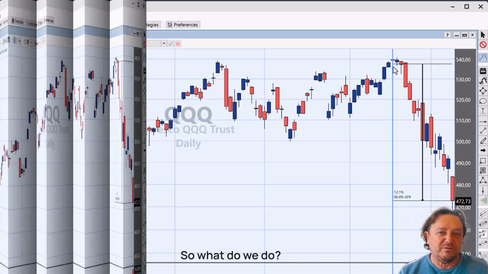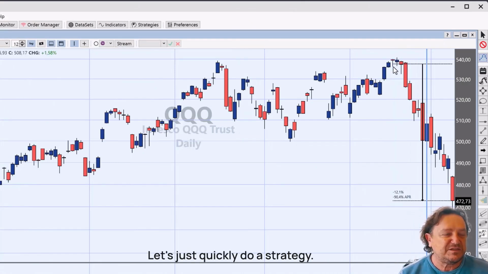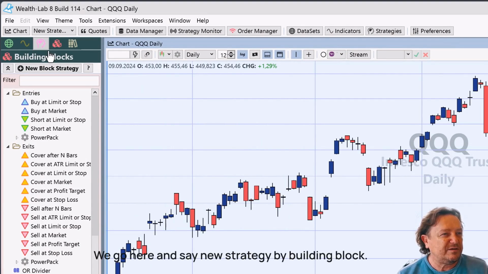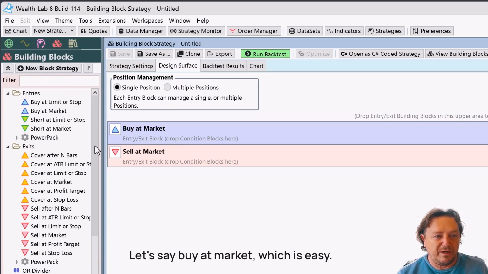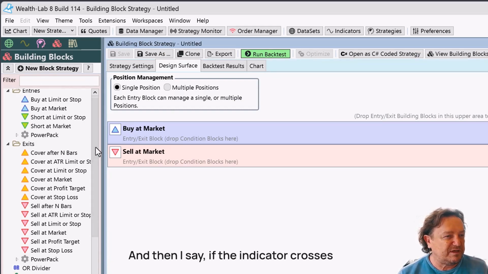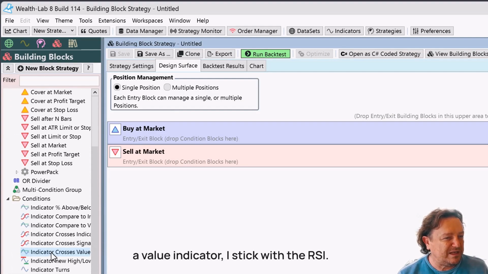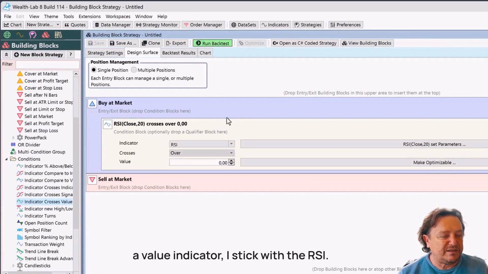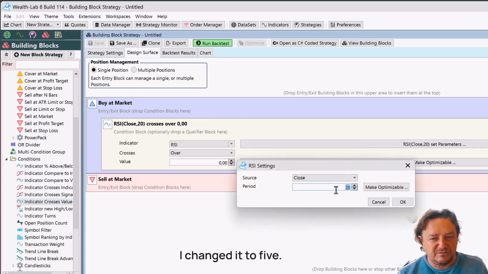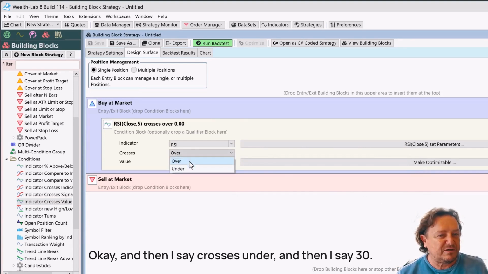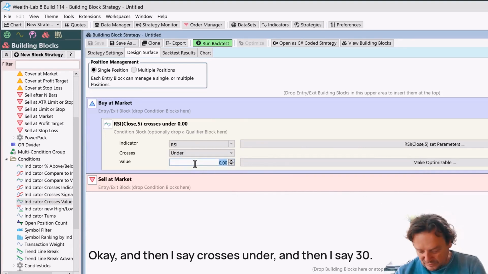So what do we do? Yeah, I show you a strategy. Let's just quickly do a strategy, okay? Really good strategy, I think. So we go here and say new strategy by building block. Let's say buy at market, which is easy. And then I say if the indicator crosses a value indicator. I stick with the RSI. I change it to 5. Okay. And then I say crosses under, and then I say 30.